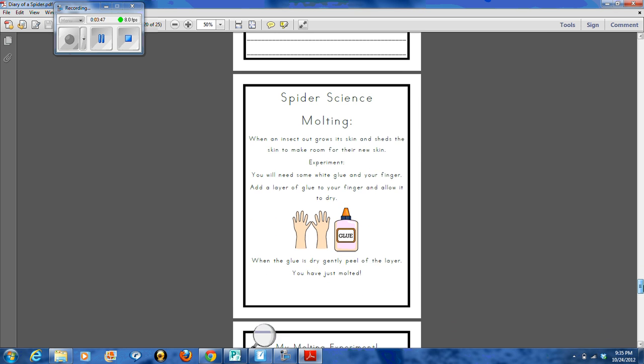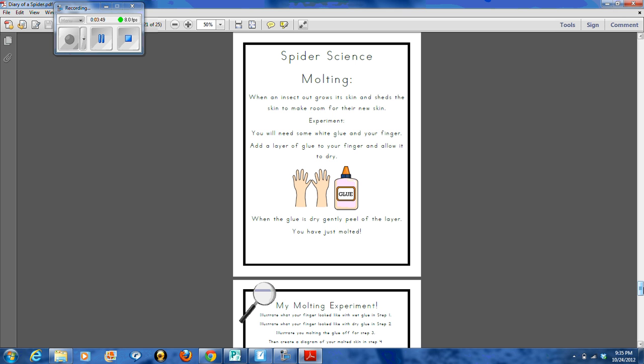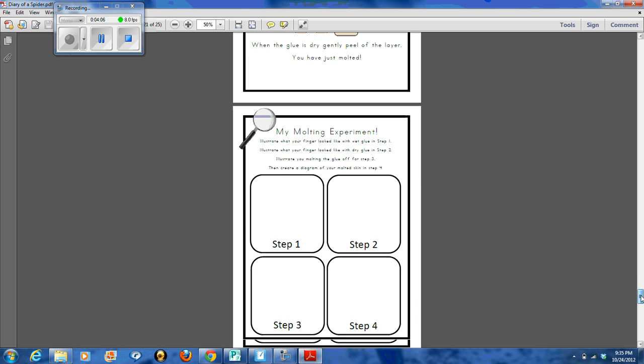And then we also do a very fun molting activity in the story. Spider actually molts while he's at class, and his teacher calls on his molted skin. So it's just a really good way to tie some science in. And I know you've probably all done it. You put that white glue on your finger and you pull it off, and you have a replica of your skin.